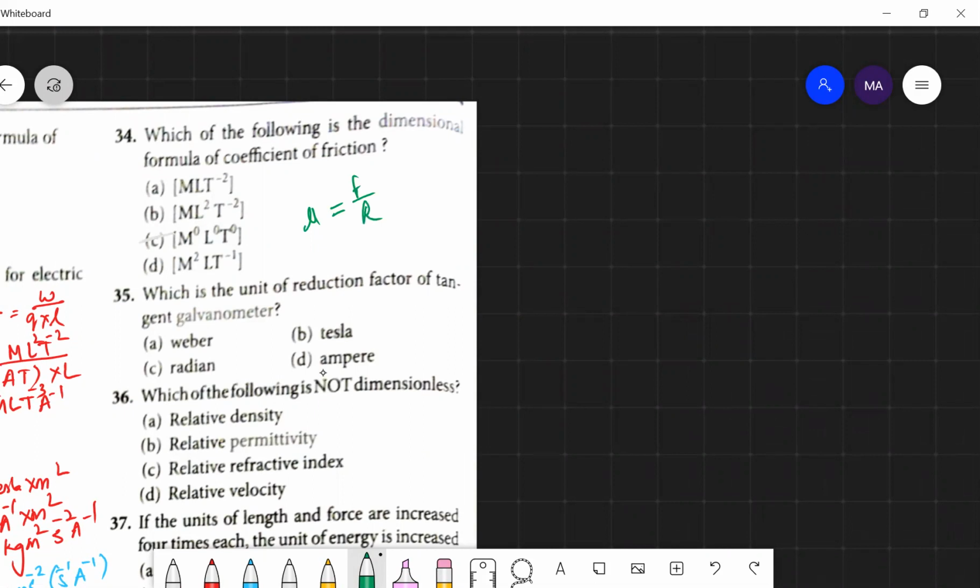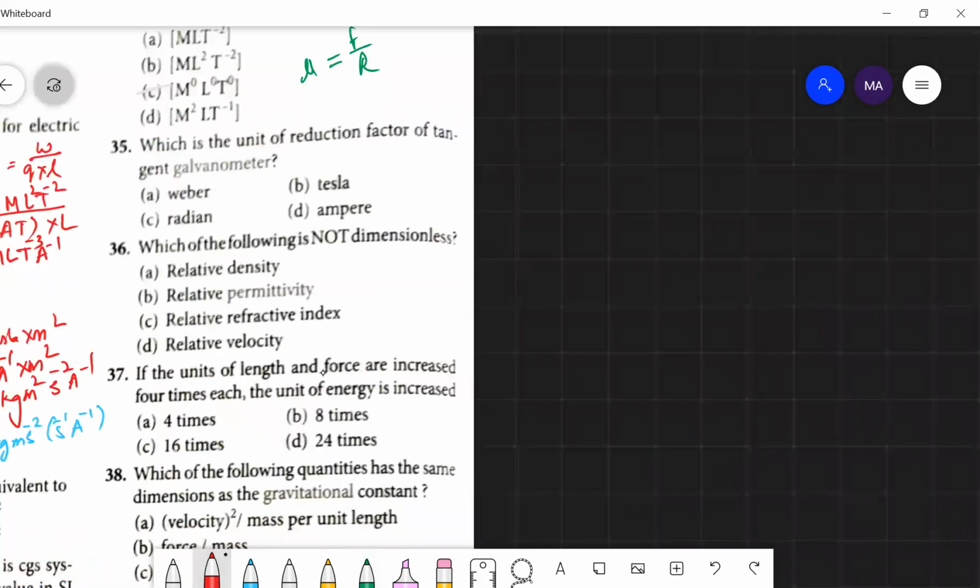So it is 0. Which is the unit of reduction factor of the tangent galvanometer? This is something very important. Generally students overlook the tangent galvanometer concepts. See, current in that one is directly proportional to tan theta. Removing the proportionality constant, we get some constant K into tan theta, where K is known as the reduction factor of the galvanometer. The unit of K is the same as that of current, because theta is a dimensionless part of the relation. That means it should be what?